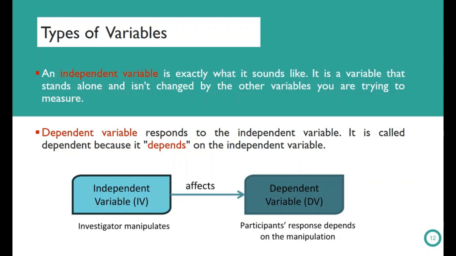So DV, or dependent variable, is the variable of interest, right? Because we want to test the impact of our IV on our DV. So at the end, actually, we want to examine how much of the variance in the dependent variable is explained by our independent variable. So this is the difference between dependent and independent variables.